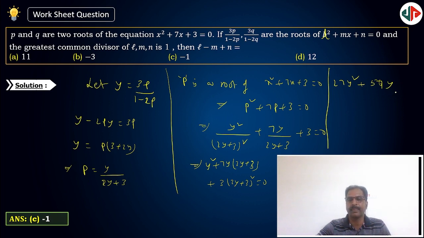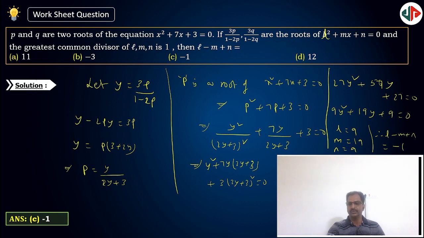57y, constant term 27. I think you can cancel it by 3, so 9y square plus 19y plus 9 is equal to 0. Now this is given as Lx square plus Mx plus N. So L is equal to 9, M is equal to 19, N is equal to 9. Therefore, what is L minus M plus N? Minus 1. Option C.